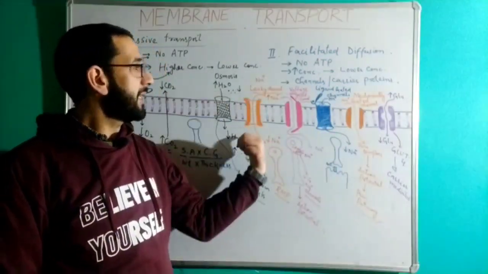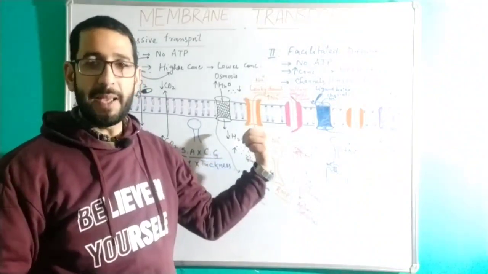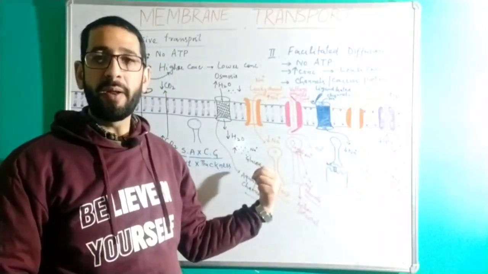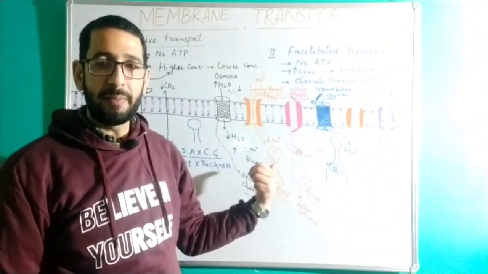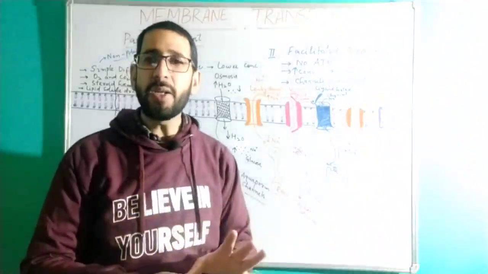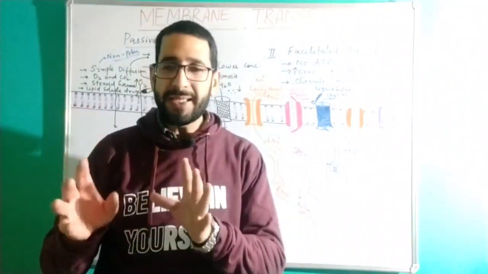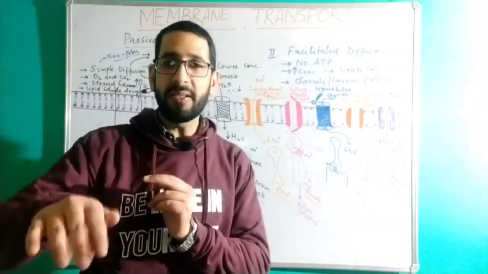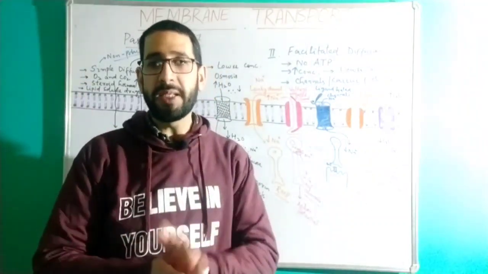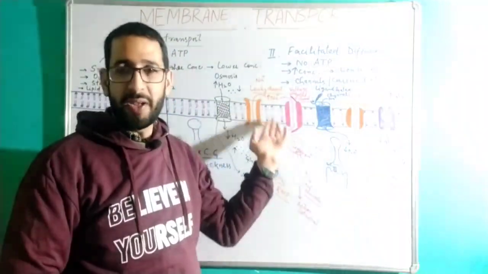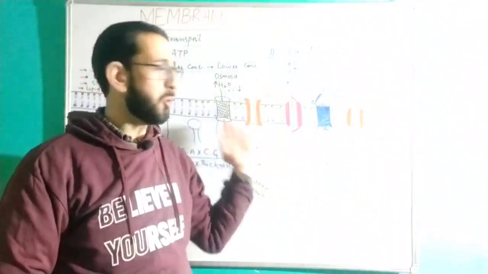And then we have leaky channels. For example, leaky sodium channels present in the neuron, which are very important for maintaining the resting membrane potential. Then we have the voltage-gated channels, which are sensitive to a particular voltage. They are closed, and whenever they are hit by that voltage, they will open and start moving substances. In this case, it is the voltage-gated sodium channel, so definitely sodium will move from outside to inside.